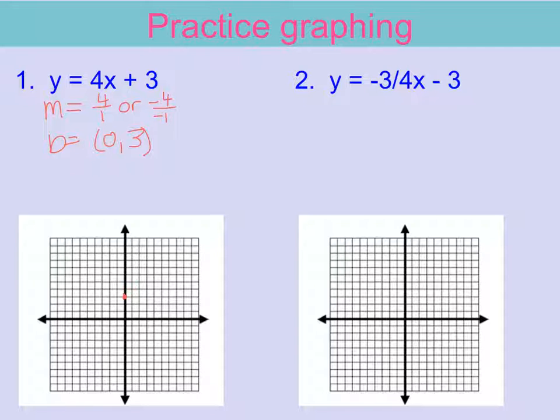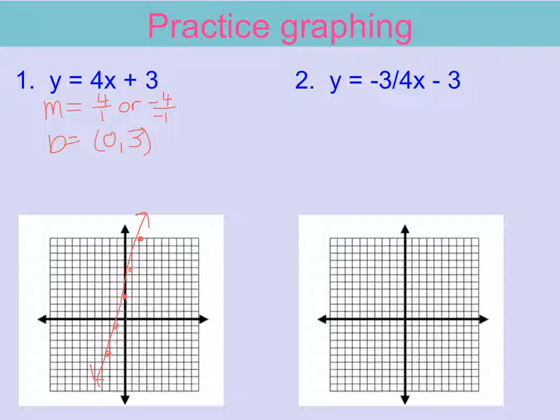So my rise would be up 4, and then my run is +1. So up 4, +1, and you're out of space, so now we're going to revert to the negative. So we can now also go down 4 from the y-intercept and to the left 1. Down 4 and to the left 1. And as soon as you have enough points that you think you can make your line, you can connect. And make sure you put arrows, because that line will go on forever in both directions from there.